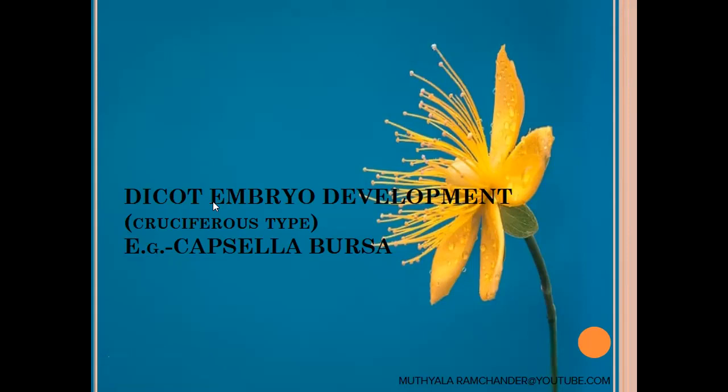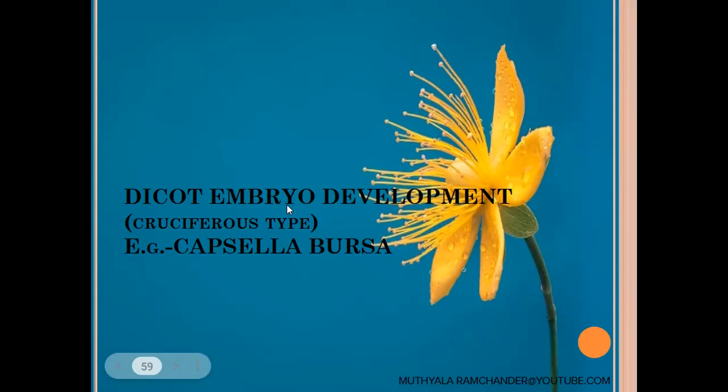One male gamete fuses with the egg cell to form a diploid zygote. The diploid zygote develops into a complete embryo in this syngamy fertilization. In angiosperms, there are mainly two types of embryos: one is the dicot embryo, and the other is the monocot embryo. Today we discuss dicot embryo development.